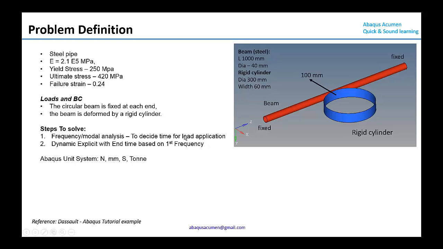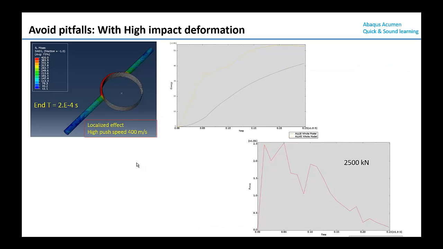So once we decide on the time, we need to do an input deck setup for this simulation within the dynamic explicit domain, with the end time based on the first frequency. The unit system we would be using for this tutorial is Newton, millimeter, second, and ton. This is in general what we use in almost all the tutorials in Abaqus Acumen.